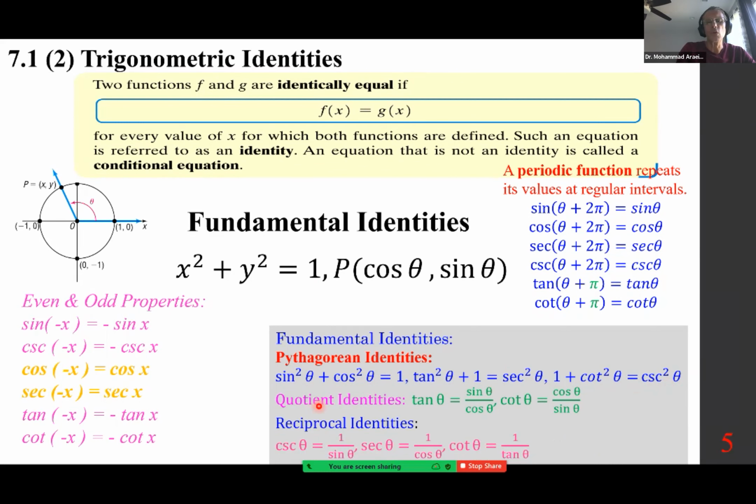We have quotient identities. Tan is sine over cosine. Cotangent is cosine over sine. And reciprocal identities say cosecant is 1 over sine. Secant is 1 over cosine. Cotangent is 1 over tangent. So we have those, and now we are going to look at more.